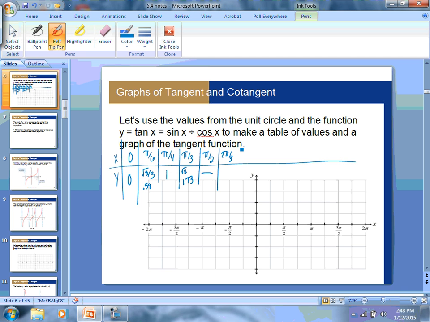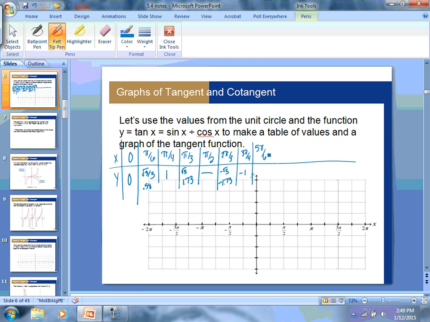And that, when I take my terminal point and I do the sine over cosine and simplify everything down, is going to end up being a negative square root 3. So that'll be a negative 1.73. And then I'll have 3 pi over 4. And that is going to end up being a negative 1. Then 5 pi over 6.